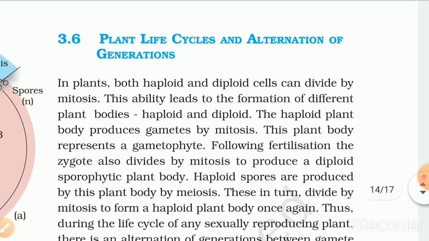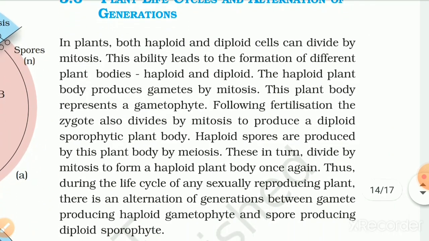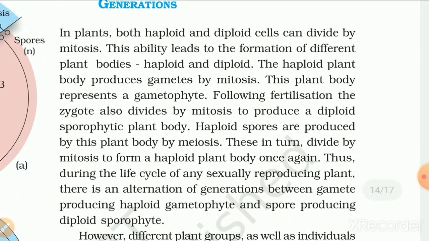Figure 3.6. Plant life cycle and alternation of generations. In plants, both haploid and diploid cells can divide by mitosis. This ability leads to the formation of different plant bodies, haploid and diploid. The haploid plant body produces gametes by mitosis. This plant body represents a gametophyte. Following fertilization, the zygote also develops by mitosis to produce a diploid sporophytic plant body. Haploid spores are produced by this plant body by meiosis. These in turn divide by mitosis to form a haploid plant body once again.